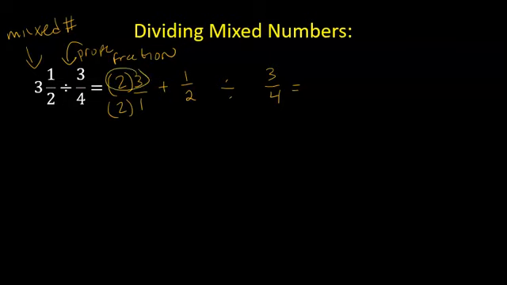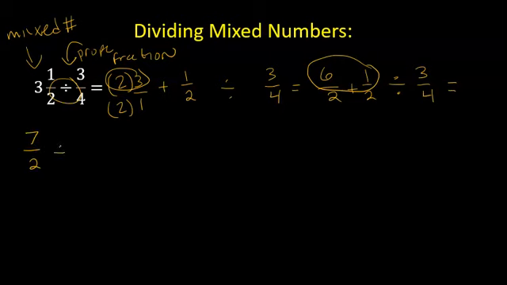It gives me 2 times 3 is 6 over 2 plus a half divided by, right? I've got it right here. Divided by 3 over 4. What does that give me? Well, 6 plus 1 is 7 over 2 divided by 3 over 4, right? So I went from this combination of mixed numbers and proper fractions to these different numbers here. So now I have an improper here and I have a proper here.